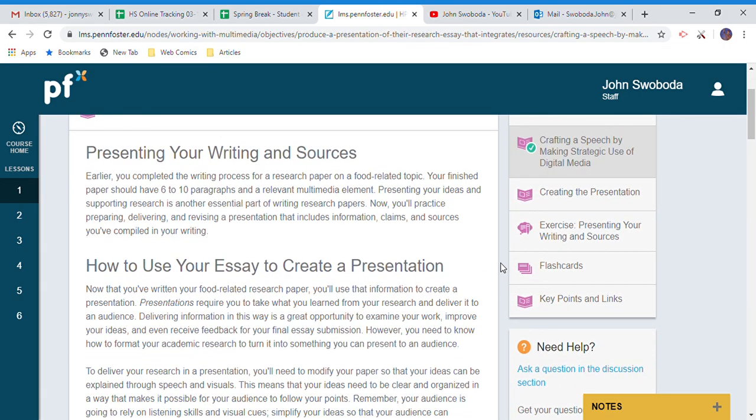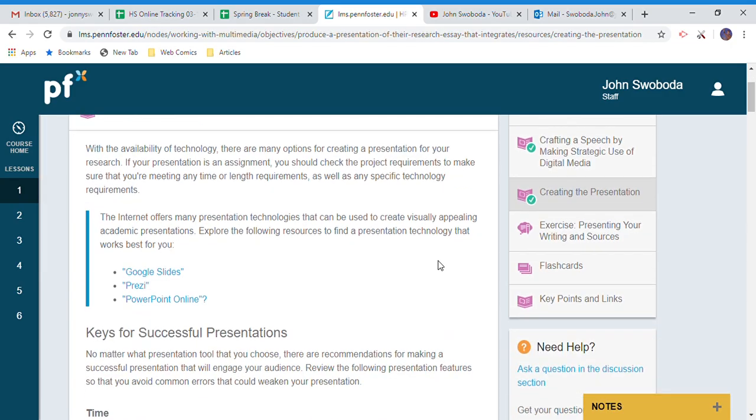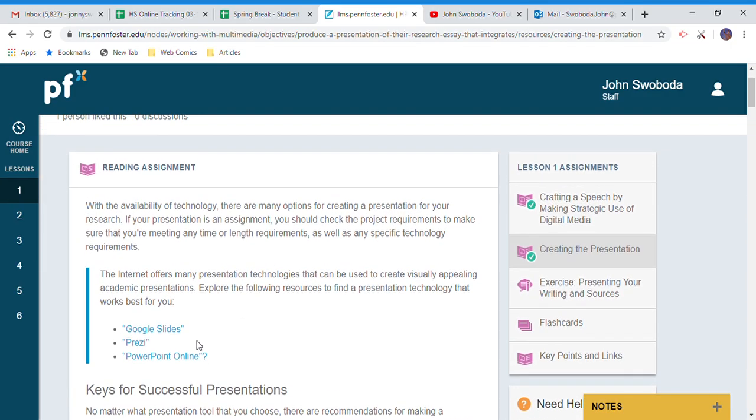Creating the presentation. Google Slides, Prezi, or PowerPoint. Is PowerPoint online? Is that free? Office.live. Well, it's not loading, so forget it.